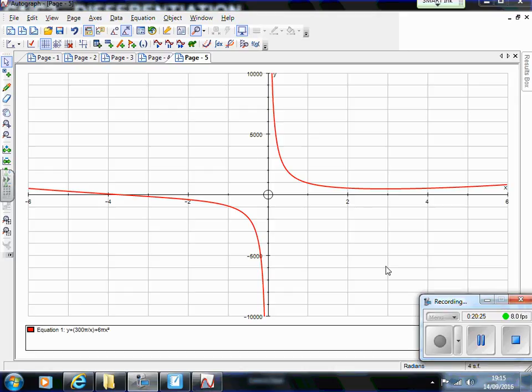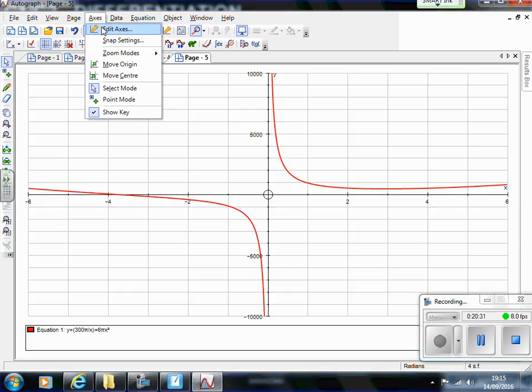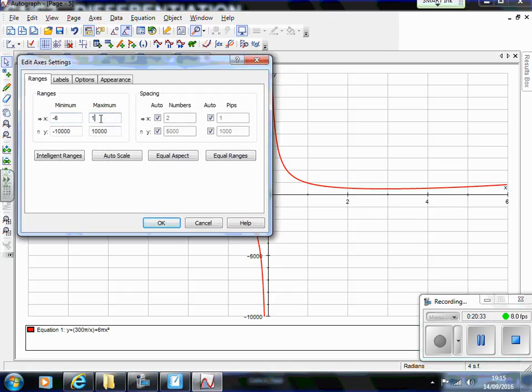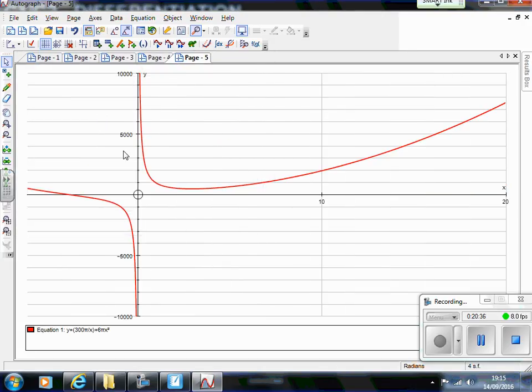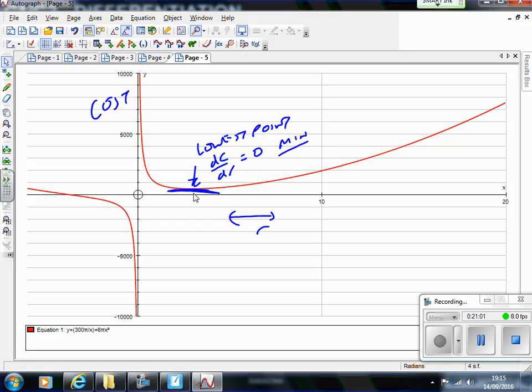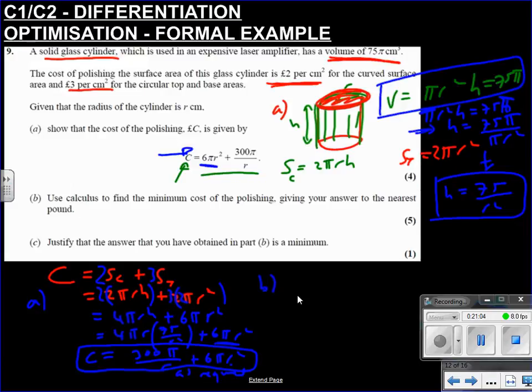So we're trying to find the lowest point of this graph, and if we made our axes a bit bigger, it really makes it obvious, doesn't it? The lowest point, so if this is cost on the y-axis, and this is the radius of that cylinder on the x-axis, the minimum is clearly here. This is the lowest point. This is where we have a turning point where our dC over dr is going to be 0, and this is our minimum, isn't it? So let's do that. Let's go for it as we were before.